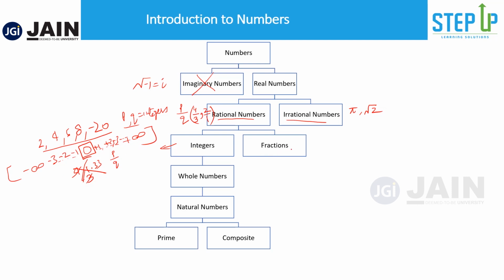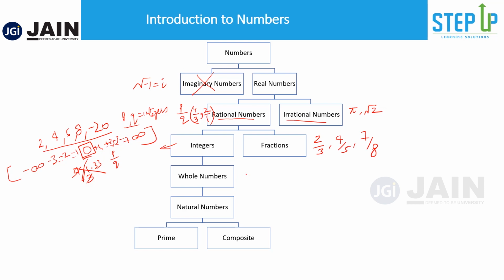Now what are fractions? Fractions, like I said, are all your decimal numbers. So for example, any number like 2 by 3, which is not evenly dividing, 4 by 5, 7 by 8, all these are your fractions.